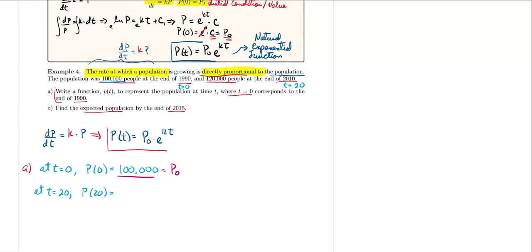now we know that the equation is going to follow the form P naught times e to the kt, but we already happen to know P naught is 100,000. So this is going to be equal to 100,000 times e to the k, I'll put the k here in green, times the time, which was 20, and this is equal to 120,000. And again, no calculus. This is just a pre-calculus or college algebra problem.